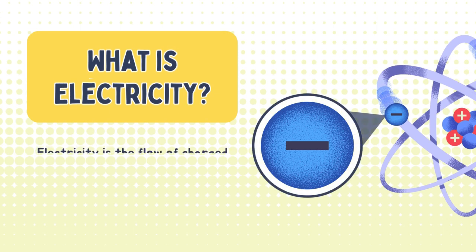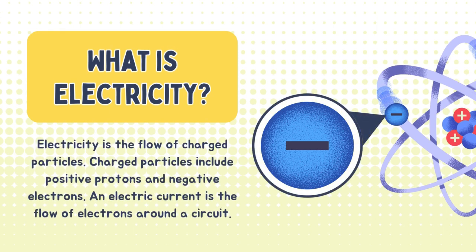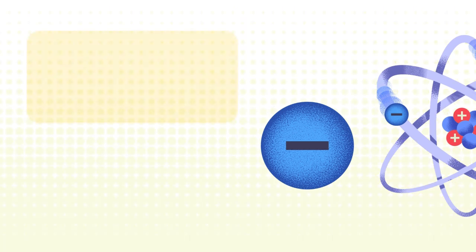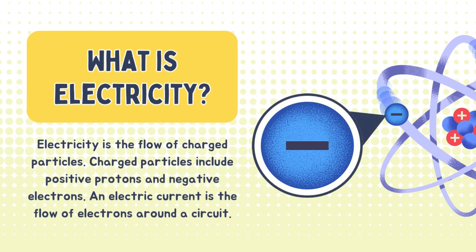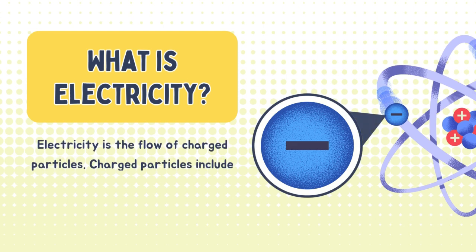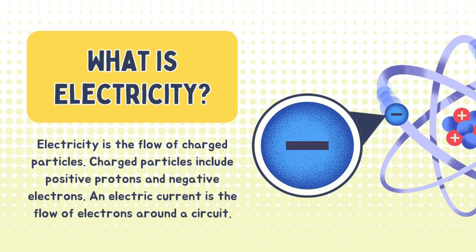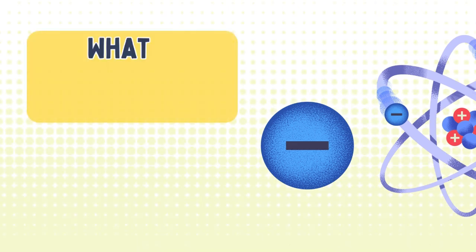What is electricity? Electricity is the flow of charged particles. Charged particles include positive protons and negative electrons. An electric current is the flow of electrons around a circuit.